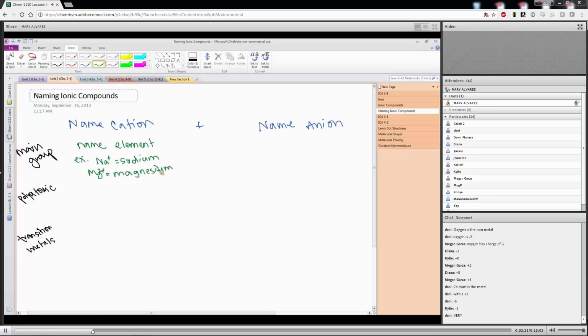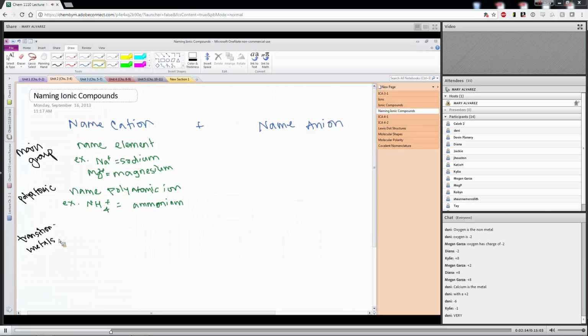Okay, that's pretty straightforward. If it's a polyatomic ion, then I'm just going to name the polyatomic ion, whatever name it was that you memorized, that polyatomic ion. So, for example, NH4 plus is ammonium. If you just memorize that, it's ammonium. And that's the name of the cation.